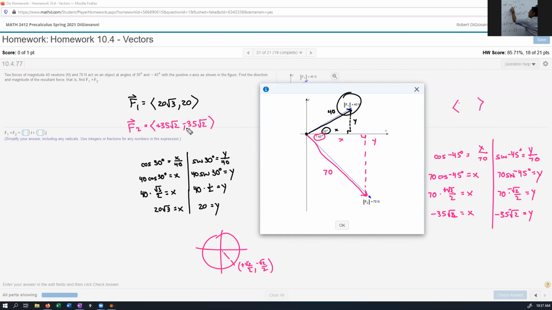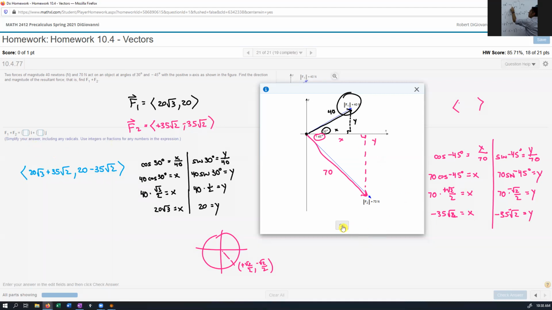So now what we want to do is we want to find the resultant vector, which means add these two together. So if I add those, that's easy to do because I just add their components. So I'm going to do 20 root 3, add to it 35 root 2, and then 20 plus, but we have a negative 35 root 2. So I just added those and added those. And unfortunately, we can't put these together because they're not like radicals. So I think my answer is going to be pretty ugly here.